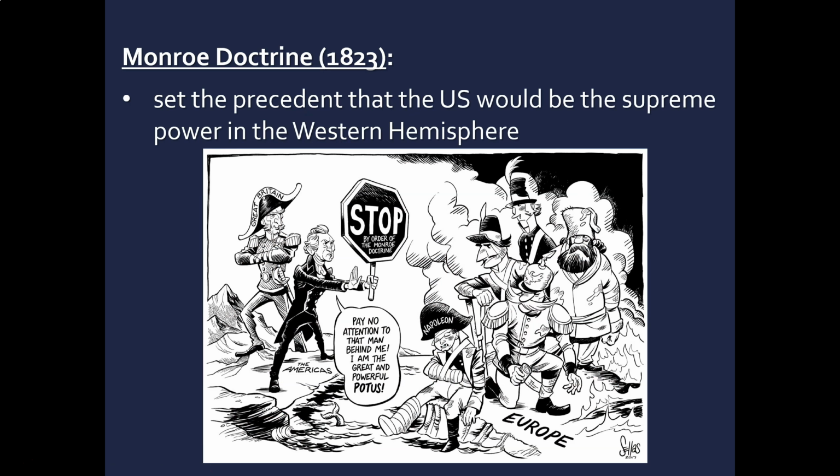And this sets the precedent that we would be basically the supreme power in the Western Hemisphere, that only we would have the final say about what happens in the Western Hemisphere. Now, the reality is, militarily, we had no ability to actually enforce this. What's going to help us, believe it or not, is Great Britain. Great Britain is going to help us enforce this because they see this as an attempt to weaken their other European rivals by not allowing them to have colonies in the Western Hemisphere.